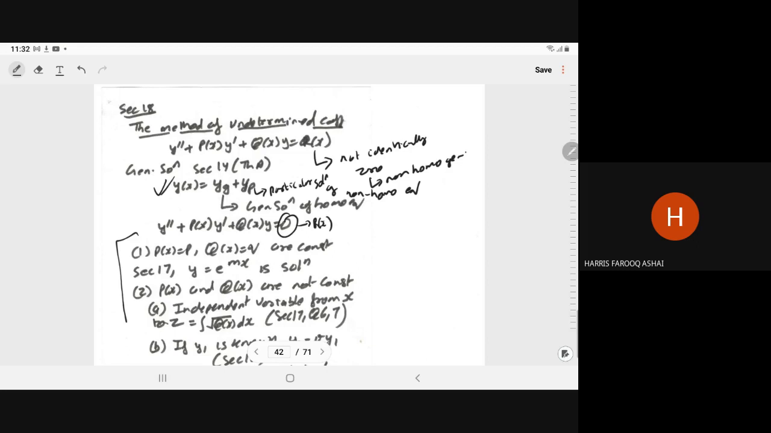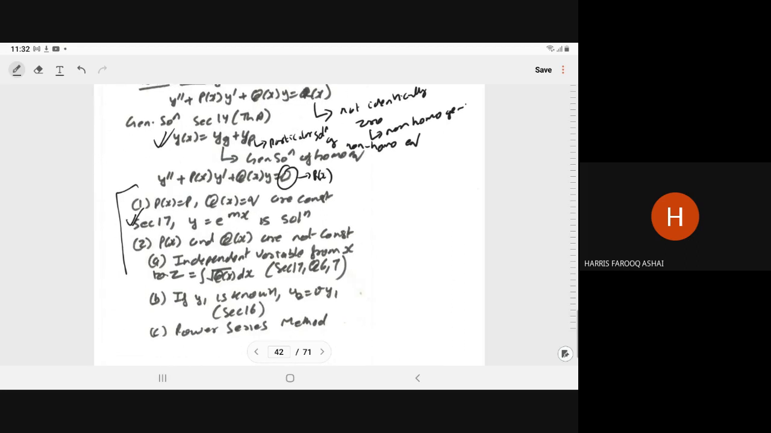Case first, if px and qx are constant, let's say px is equal to small p, qx is equal to small q, then in section 17 we have studied that we assume y equal to e to the power mx as a solution, and depending on the roots of the auxiliary equation, we have the solution either c1 e to the power m1x plus c2 e to the power m2x, or e to the power ax into c1 cos bx plus c2 sin bx, or when we have equal roots, then e to the power mx into c1 plus c2 x.